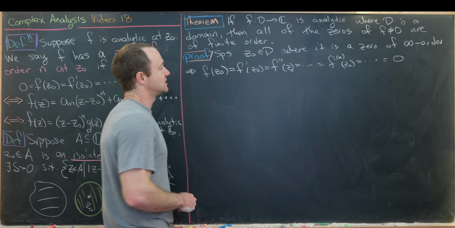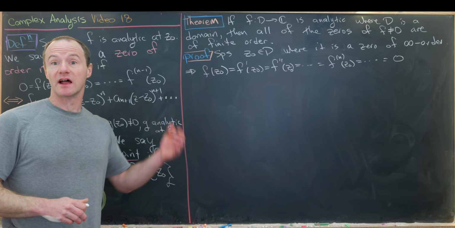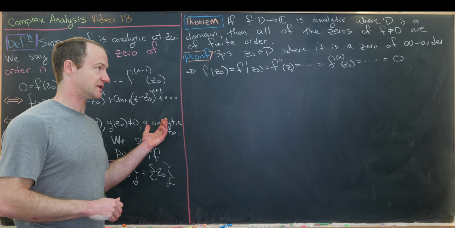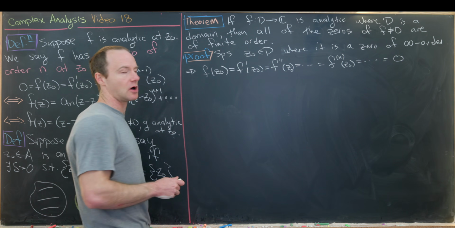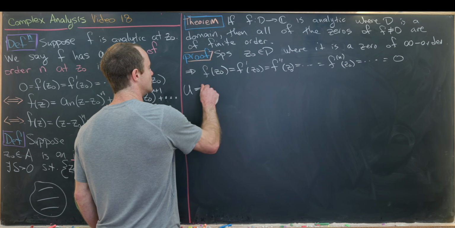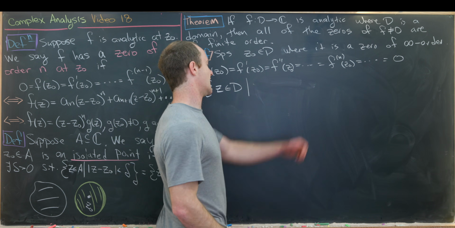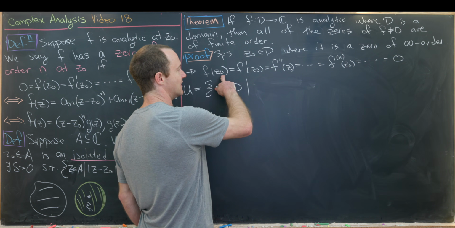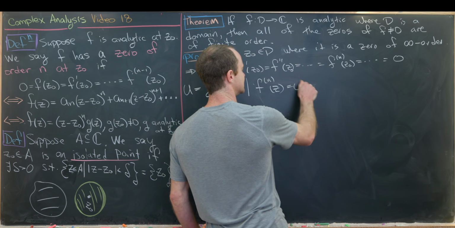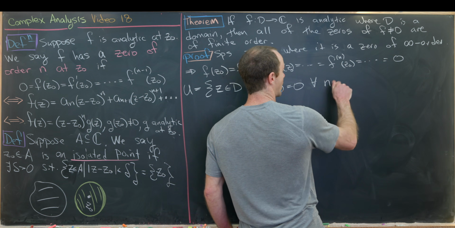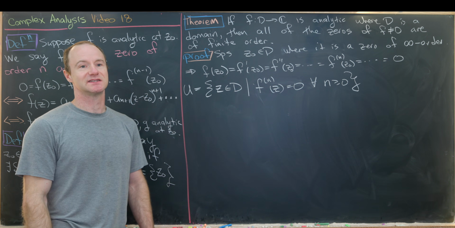Now let's do the following. If we have a single 0 of infinite order, then we've got at least a non-empty set of zeros of infinite order. It's at least that singleton. So let's collect them together into a set called U. Let U equal all z in D such that z is a 0 of f of infinite order. We can rewrite that as the nth derivative of f evaluated at z equals 0 for all n bigger than or equal to 0. That's just putting those words into a symbol.